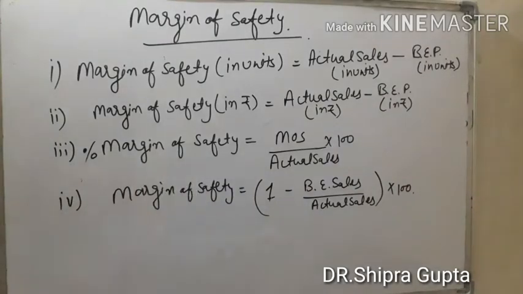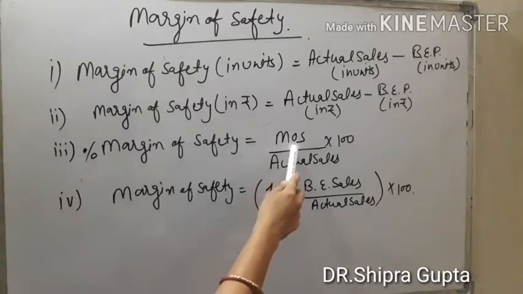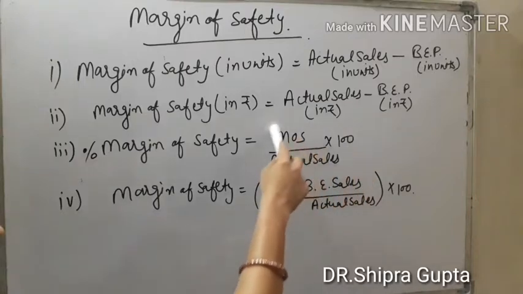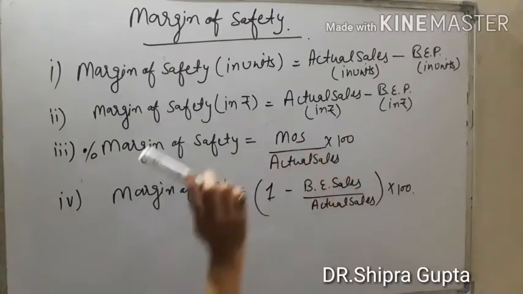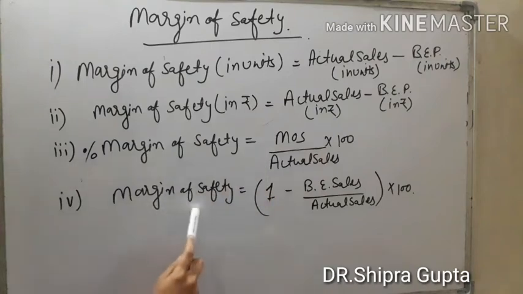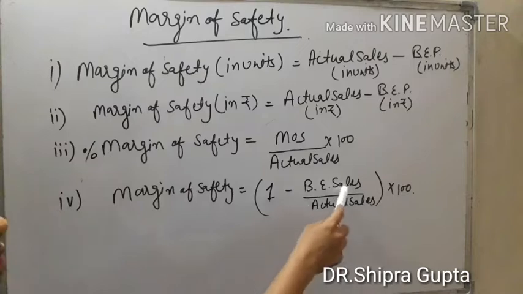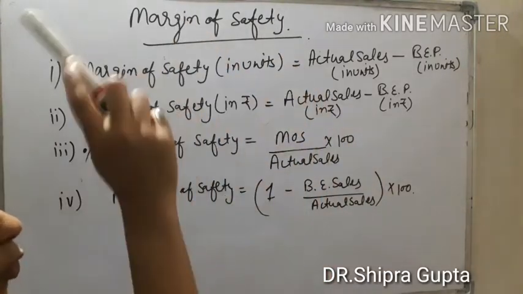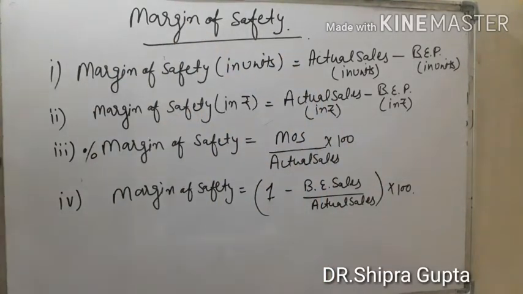Then percentage margin of safety. If we want to calculate in terms of percentage, then its formula is margin of safety given or calculated, divided by actual sales, multiply 100. This is margin of safety in terms of rupees. And the last formula is margin of safety equals, if these data are given, 1 minus break-even sales or break-even point divided by actual sales, multiply 100. By the help of these formulas, any one formula we can apply, and we can calculate margin of safety.